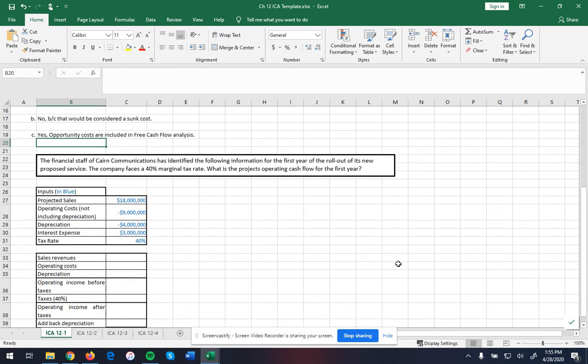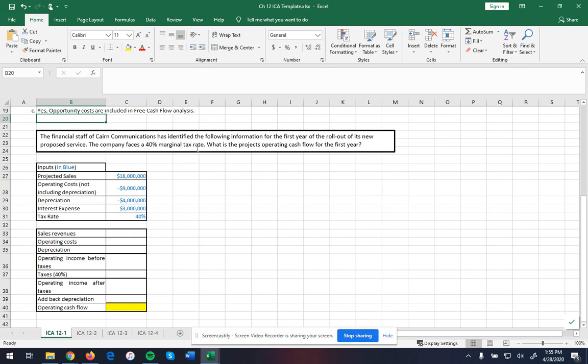All right, let's look at this one. The financial staff of Cairn Communications has identified the following information for the first year of the rollout of its new proposed service. 40% marginal tax rate. What is the project's operating cash flow for the first year? So we're looking at their operating cash flow. Operating cash flow is one of three sections in free cash flow analysis that you'll need to understand.